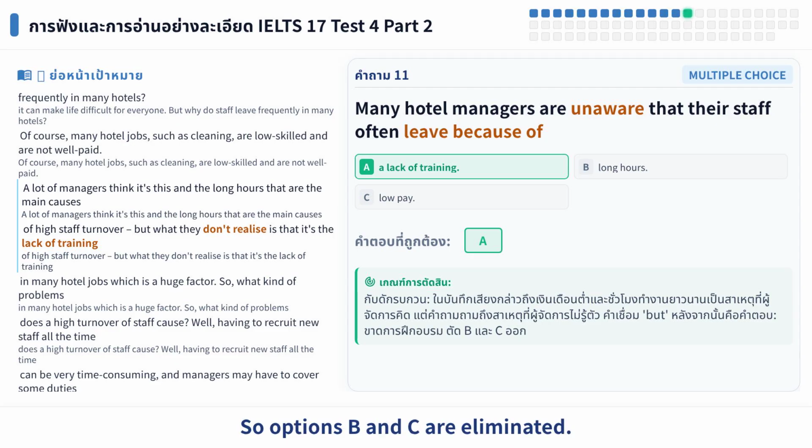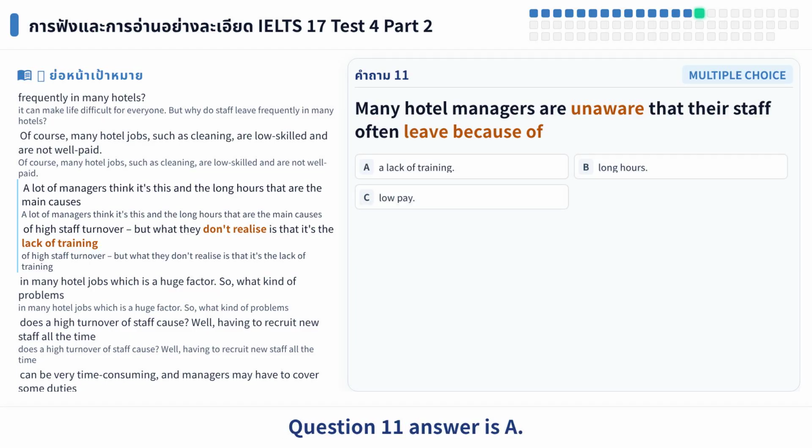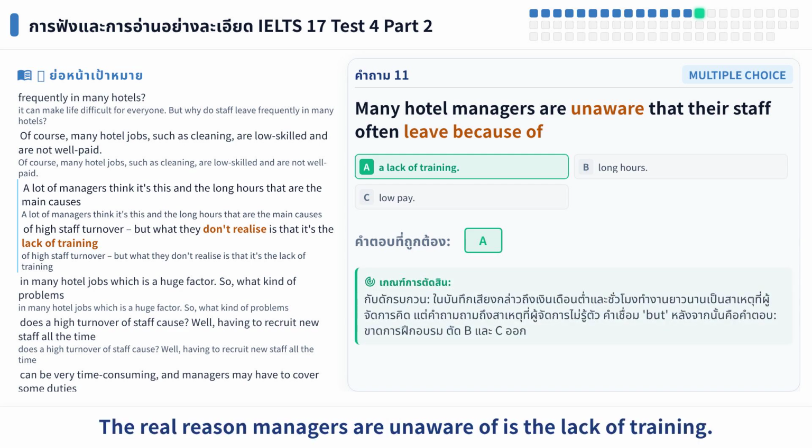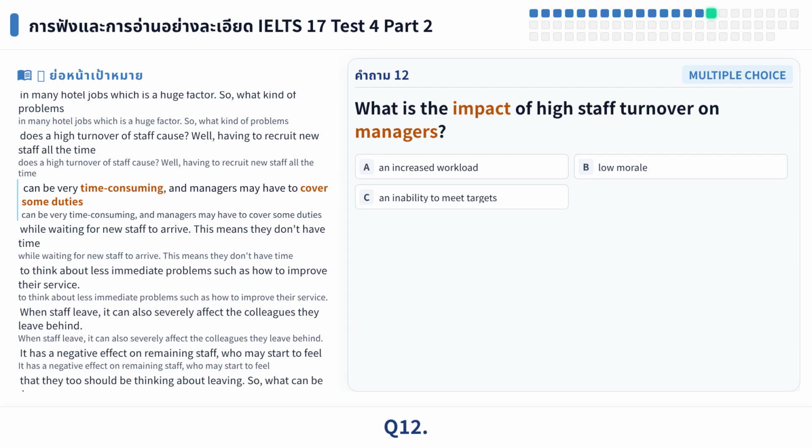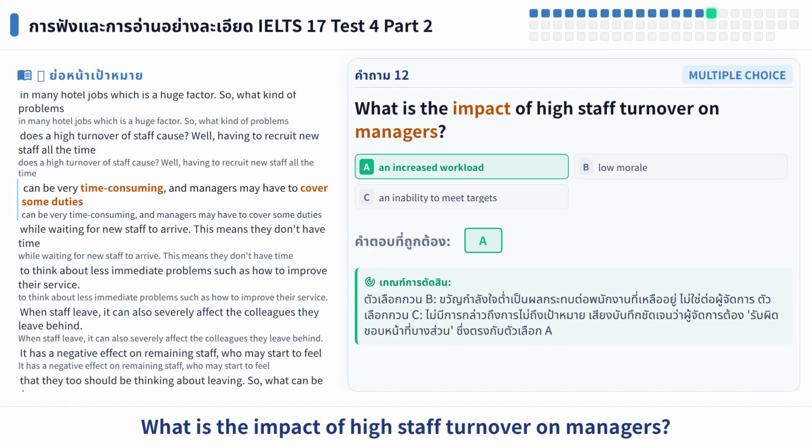So options B and C are eliminated. Question 11 answer is A. The real reason managers are unaware of is the lack of training. Q12. What is the impact of high staff turnover on managers?